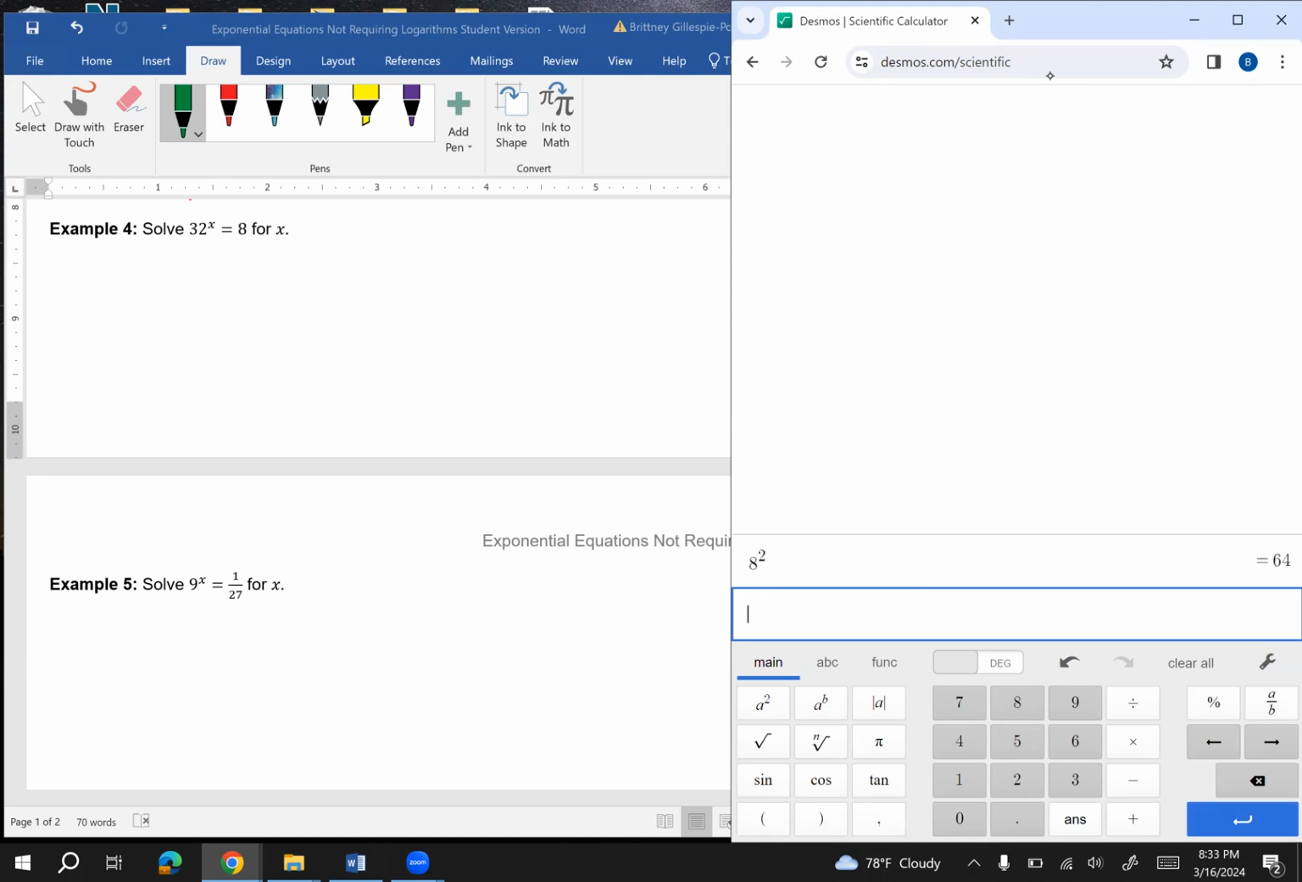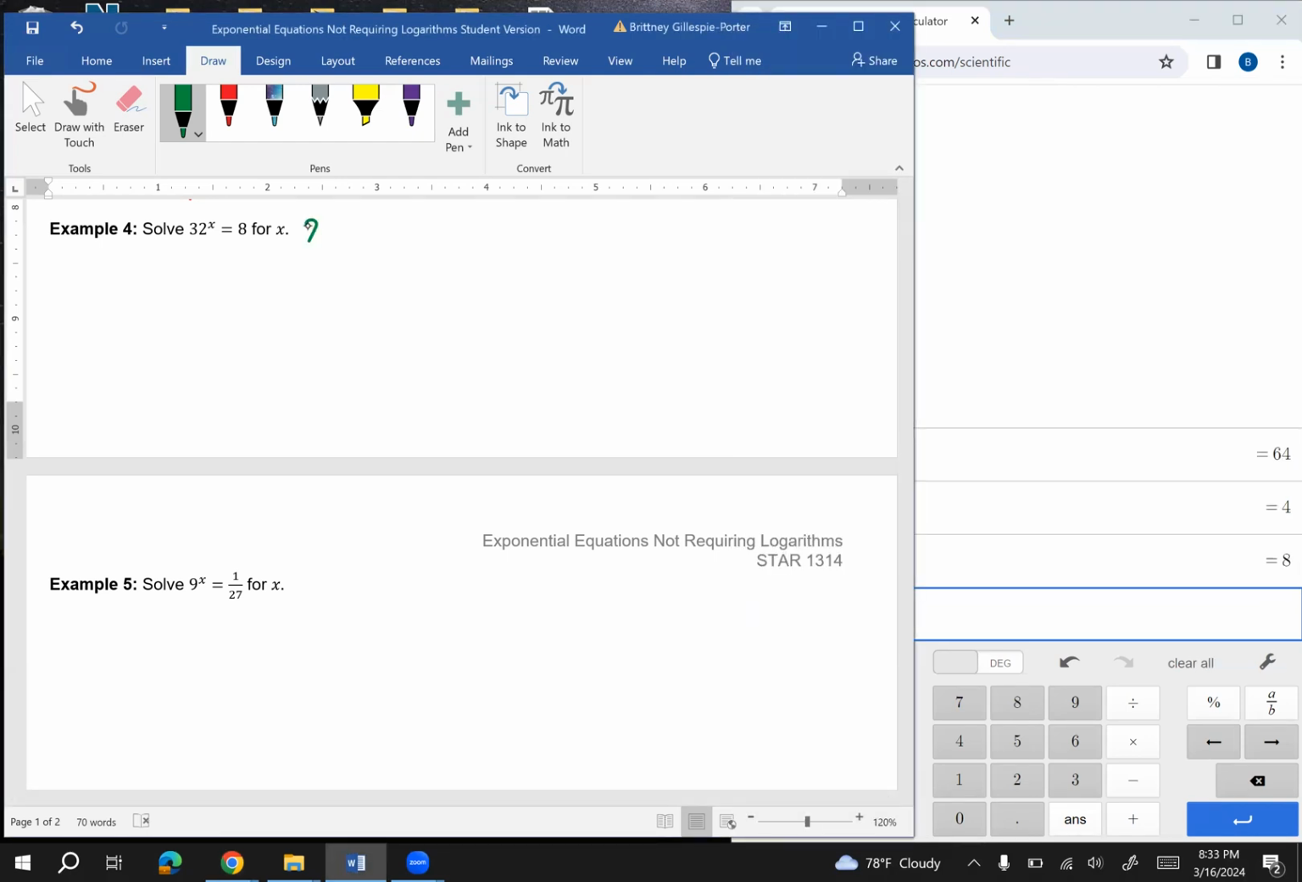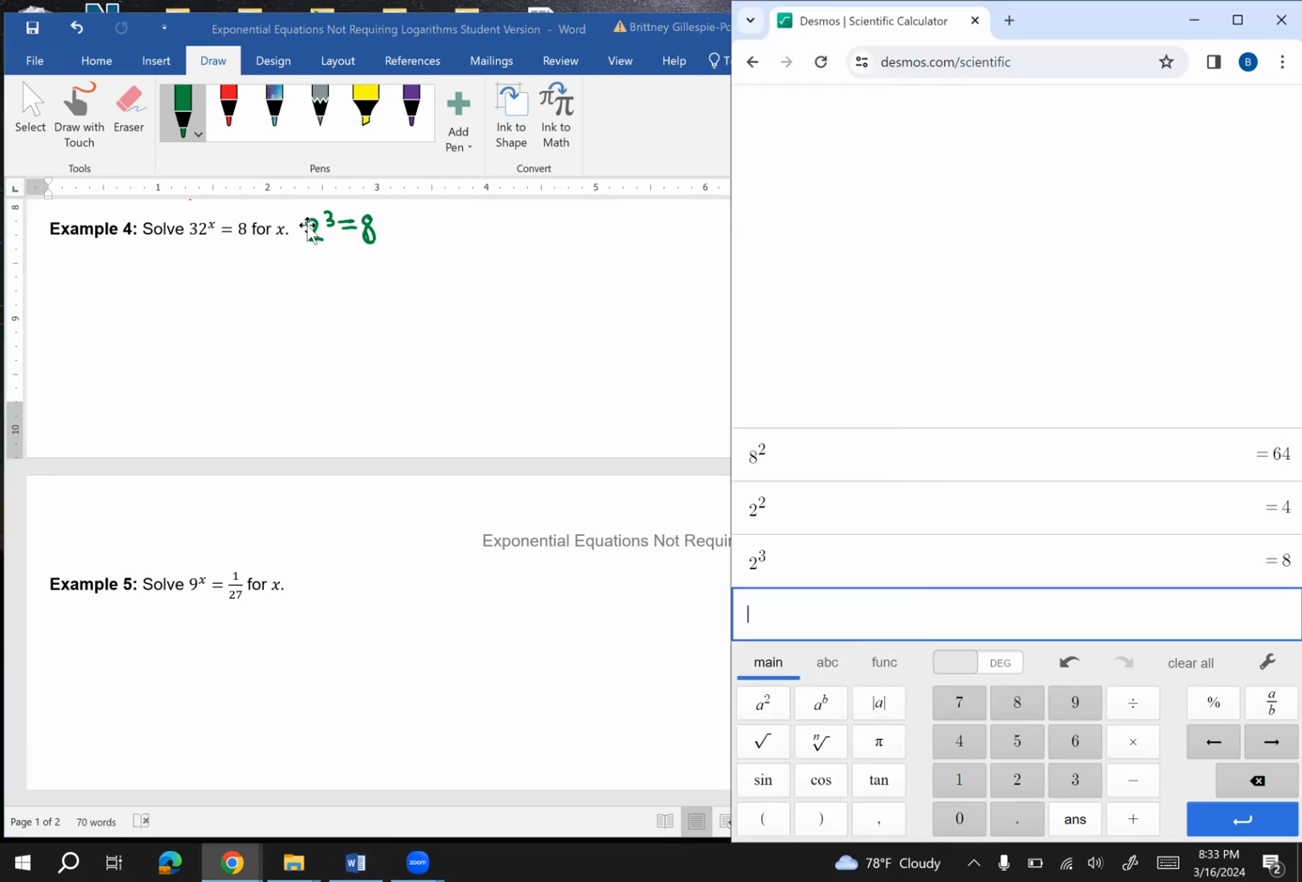Well, we know that 8 is divisible by 2. Can we rewrite 8 as 2 to a power? Well, we know 2 squared is 4, and we know 2 to the third is 8. All right, so we just found that 2 to the third is equal to 8. We got lucky. We can rewrite 8 as 2 to a power. Can we rewrite 32 as 2 to a power?